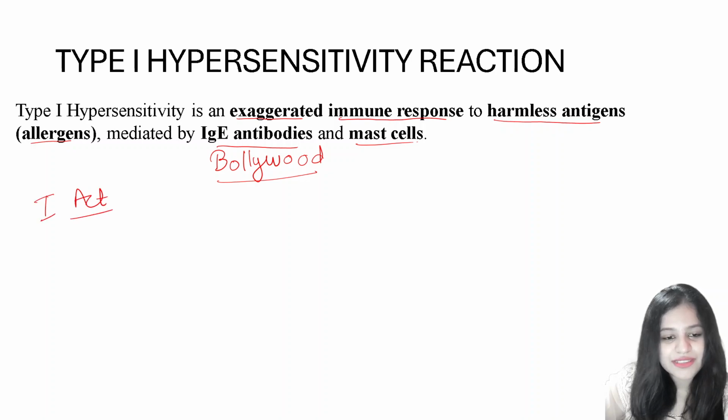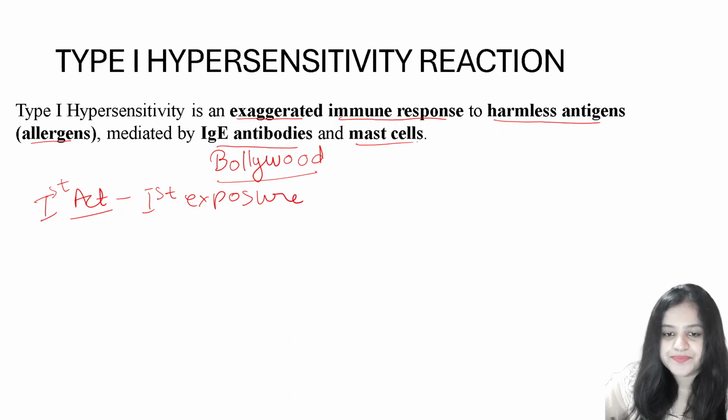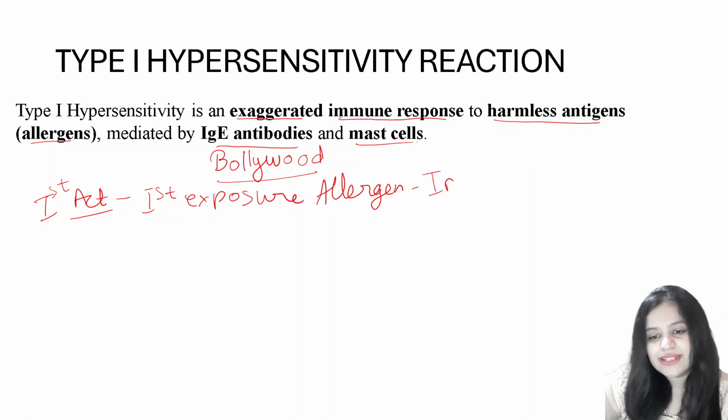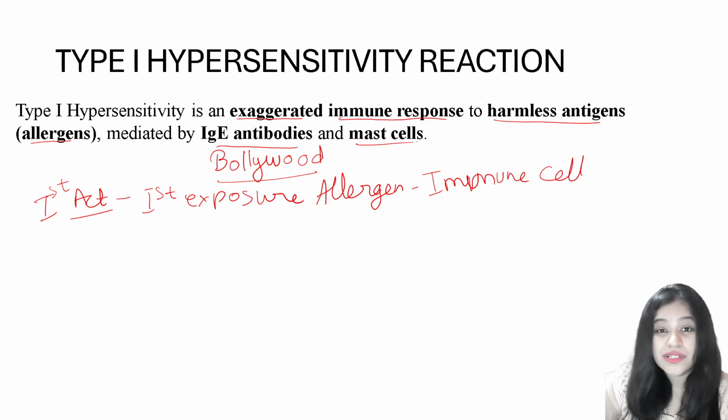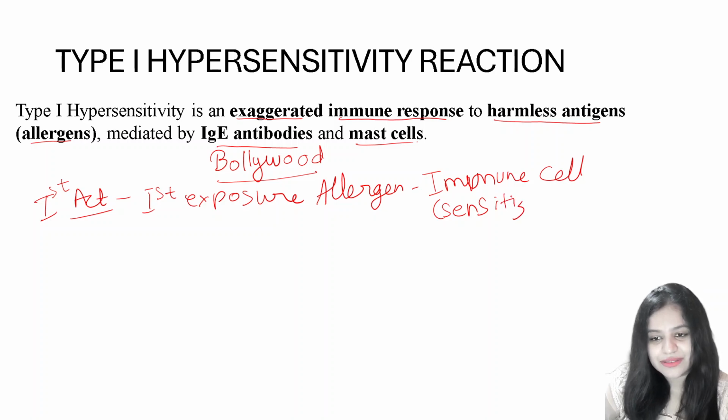First act, what happens? There is first exposure of antigen or allergen here. First exposure of allergen to your immune cells, and your immune cells get offended and they hold a grudge. Why? Because they are very sensitive. So this is known as sensitization. This phase is known as sensitization phase.